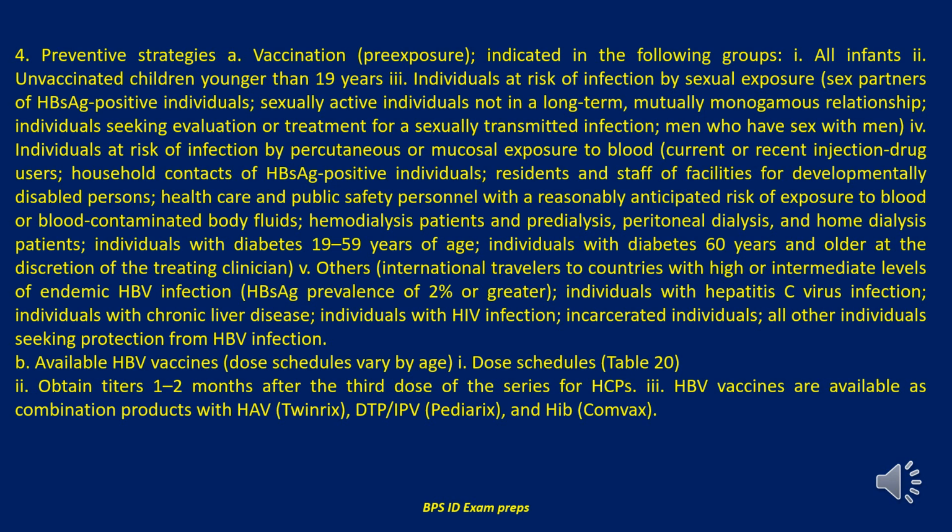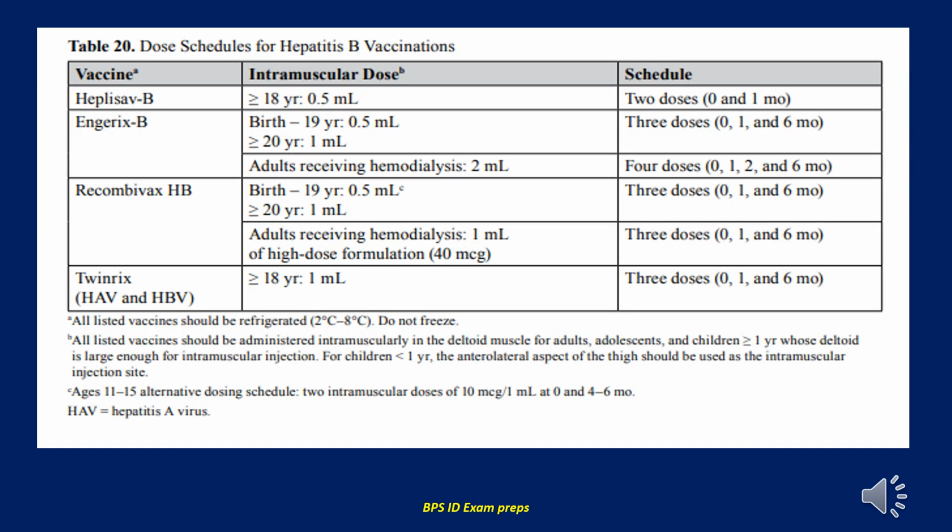B. We will now look at available HBV vaccines whose dose schedules vary by age. 1. Their dose schedules are summarized in Table 20. 2. Obtain titers 1 to 2 months after the third dose of the series for HCPs. 3. HBV vaccines are available as combination products with HAV, e.g. Twinrix, DTP and IPV, e.g. Pediarix, and HIB, e.g. Comvax. Pause the video and carefully scrutinize Table 20 summarizing dose schedules for hepatitis B vaccinations.